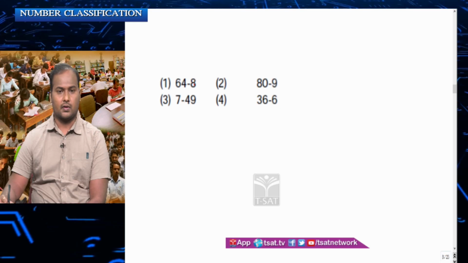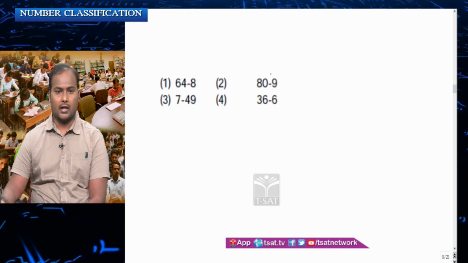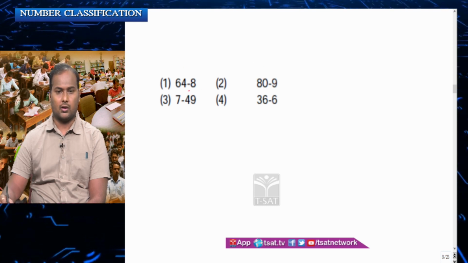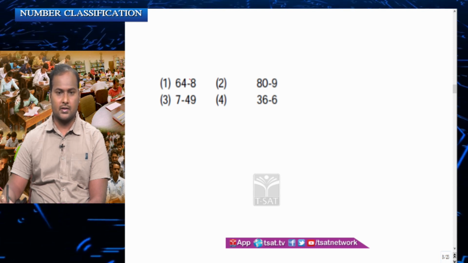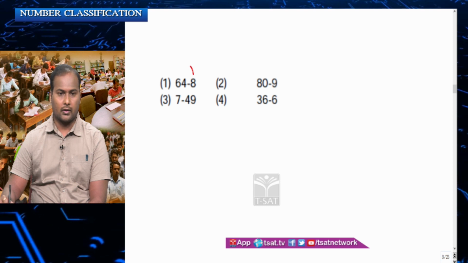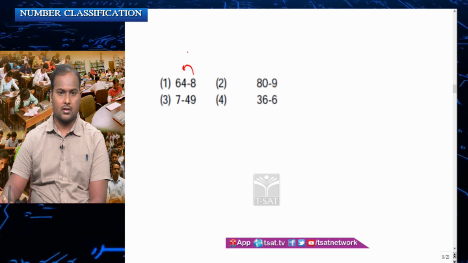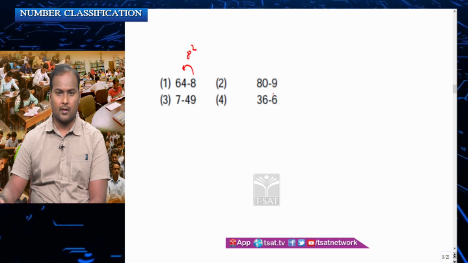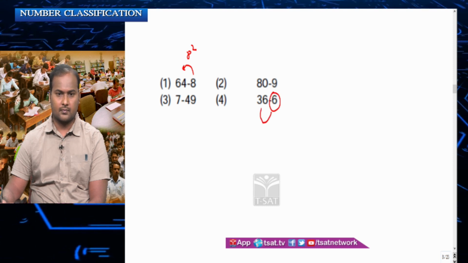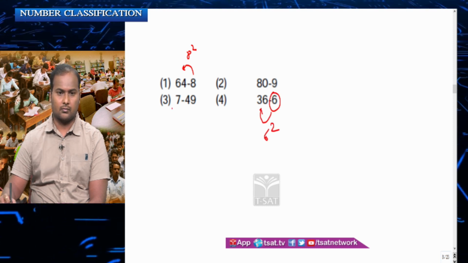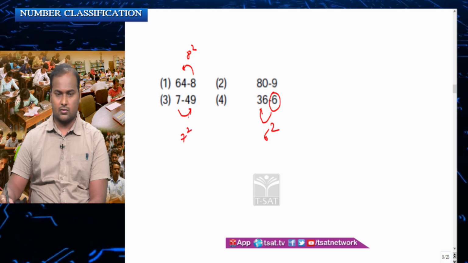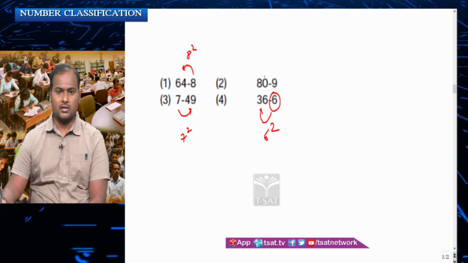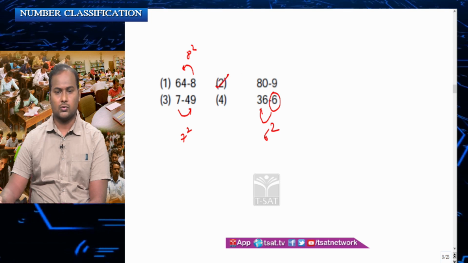See this question. The moment you see this question, 8, 64, 9, 80, 7, 49, 6, 36. The moment you see the range of numbers, 8, 64, exactly it is a square. So that is 8 square. Here 6 and 36, this value is 6 square. 7, 49, obviously the value will be 7 square. So what is 9 square? 9 square is 81. So your answer is 2.